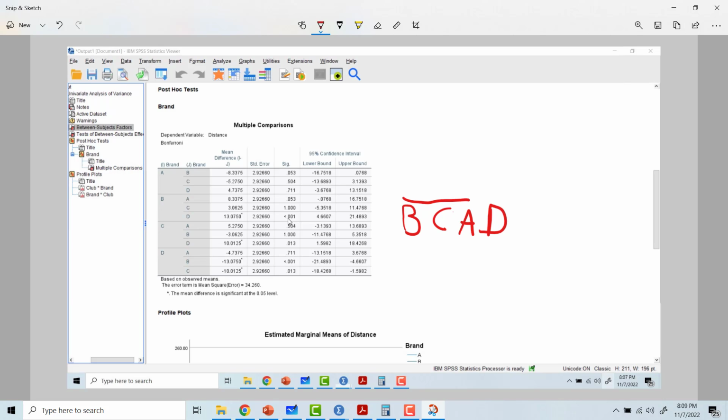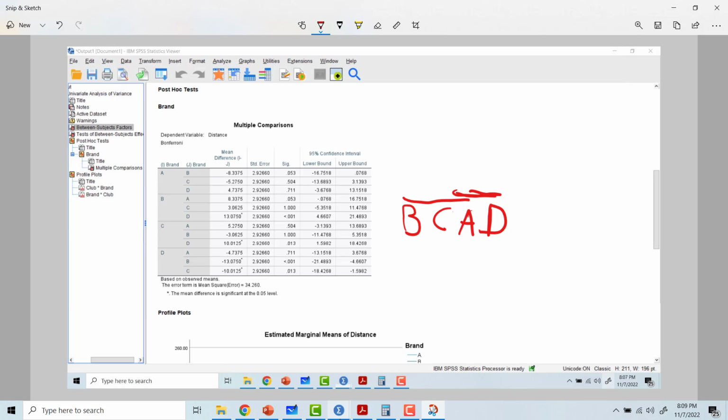Now let's look at A, and A doesn't have a significant difference between pretty much any of these. Between A and B, the 0 is in the confidence interval, A and C, 0 is in the confidence interval, A and D, 0 is in the confidence interval. So we can draw a line between A and D. But we don't draw one line across because D is significantly different from B, C, and A.